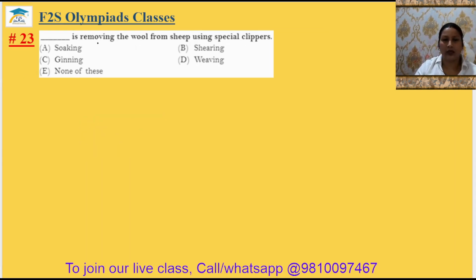Question number 23. Dash is removing the wool from sheep using special clippers. Soaking, shearing, ginning, and weaving. Removing the wool from the sheep is known as shearing. The 23rd answer will be option B.